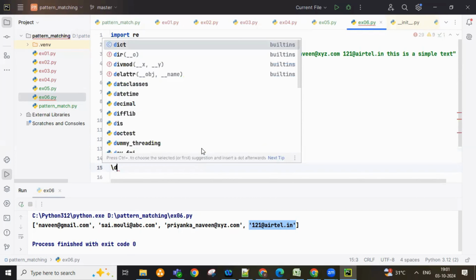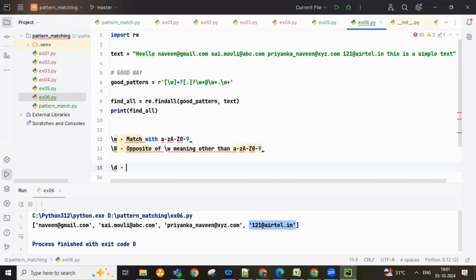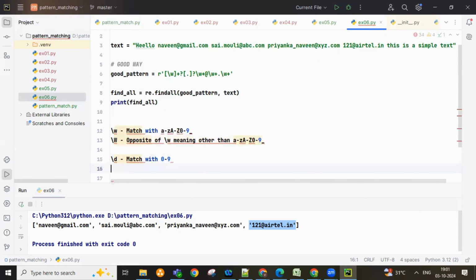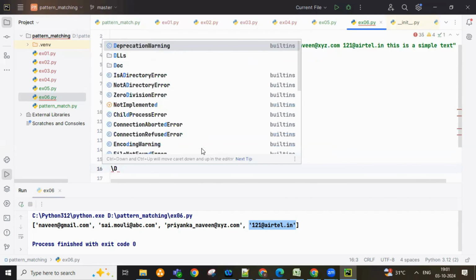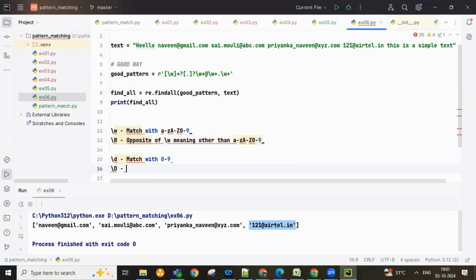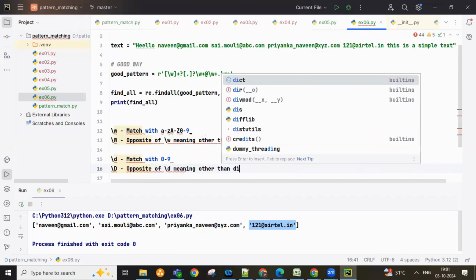Same with \d. What does \d mean? It matches with 0 to 9, right? And here, if you do capital D, it is the opposite of \d, meaning other than digits.